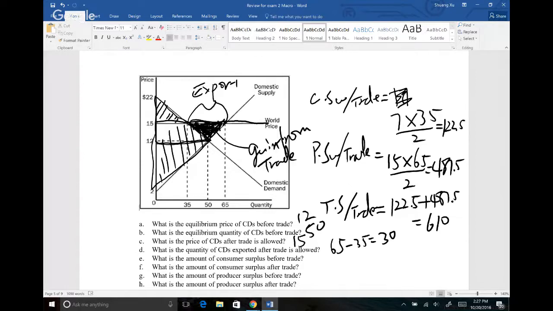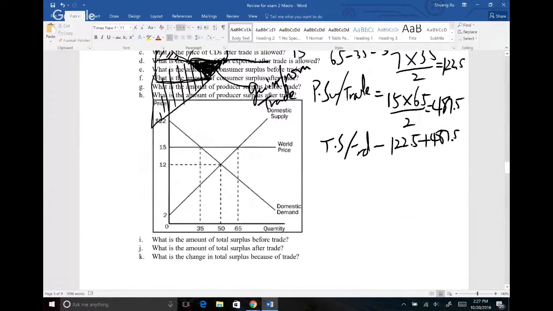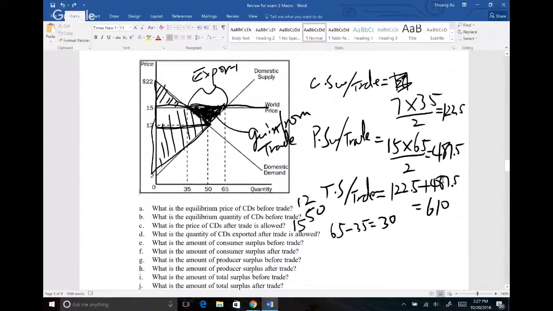And then you can also find an area for this gain from trade. So for gain from trade, let me do over here. So gain from trade.